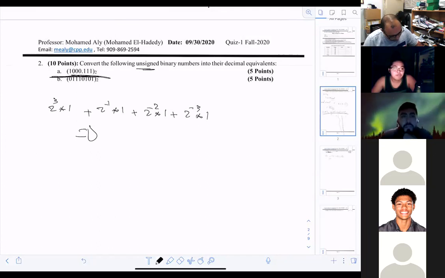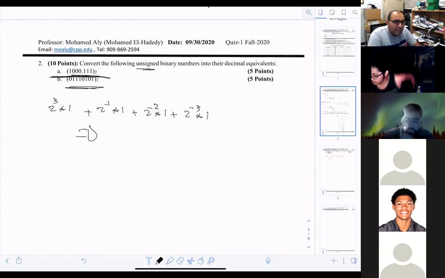Okay. Now, the other one is going to be almost the same. So far, does anybody in this room, in the Zoom room, have any question about question number 1 and question number 2?